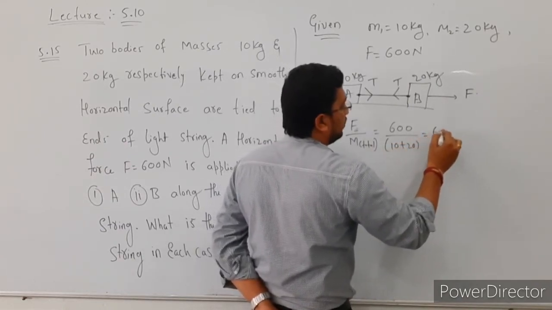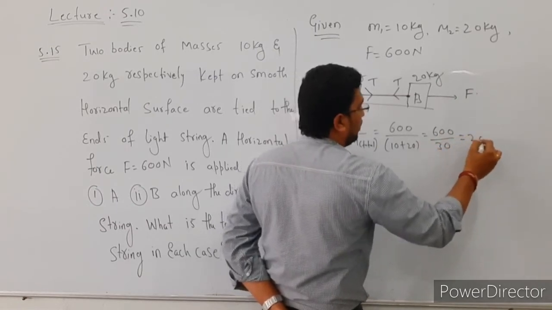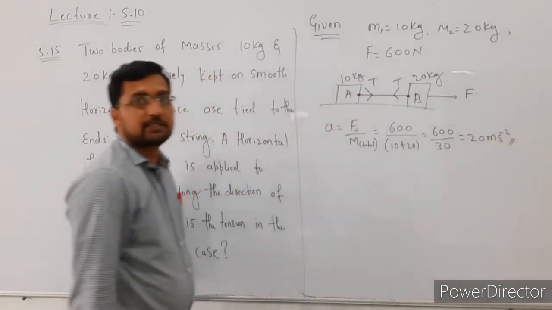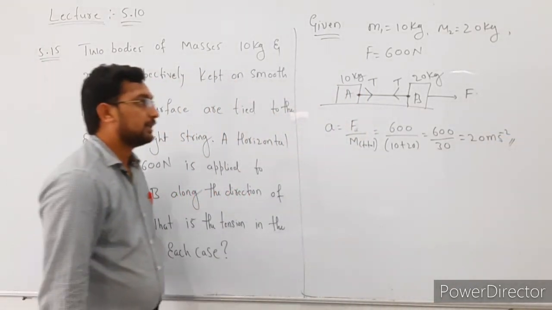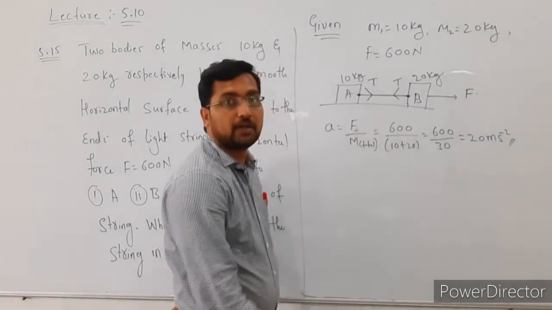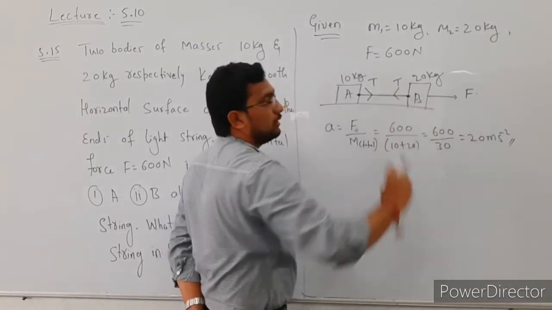So this is equal to 600 divided by 30, which is equal to 20 meter per second square. So this is the acceleration of the system, that is 20 meter per second square. Okay, so next we are going to determine the tension developed inside the string when the 600 Newton force is applied on the body B.